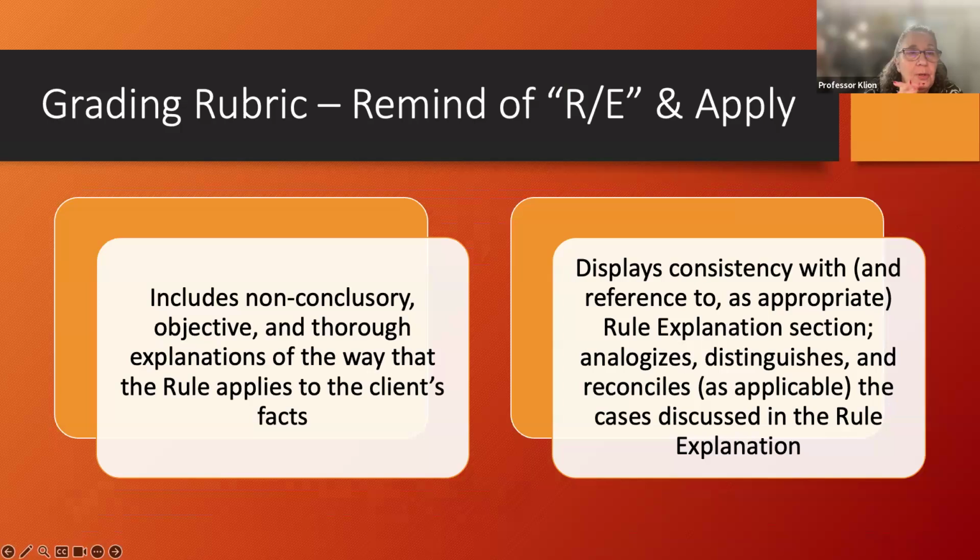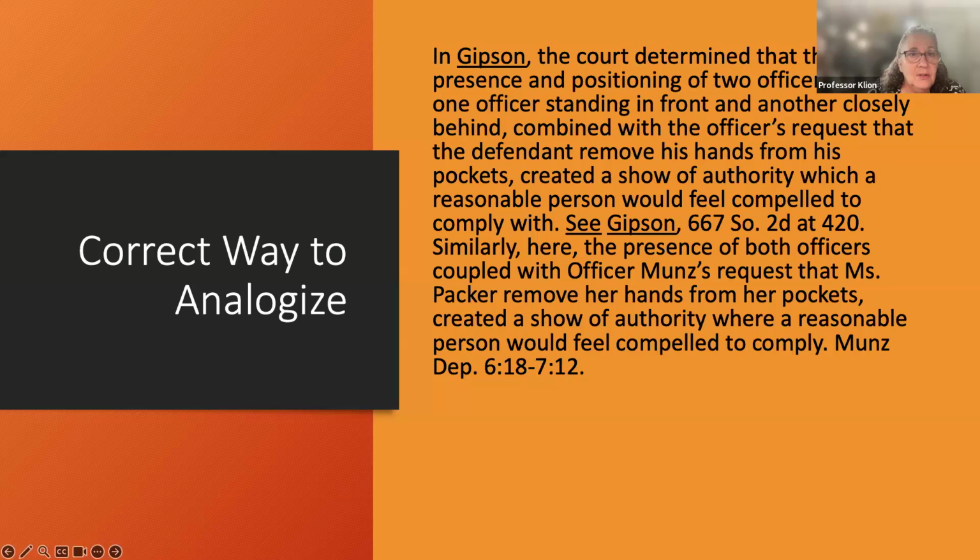When you get to the analogic reasoning in your rubric, one says it includes non-conclusory, objective, and thorough explanations of the way that the rule applies to the client's facts. The other says it displays consistency with and reference to, as appropriate, the rule explanation section, and analogizes, distinguishes, and reconciles, as applicable, the cases discussed in the rule explanation. So what does that look like? Well, it could look like this.